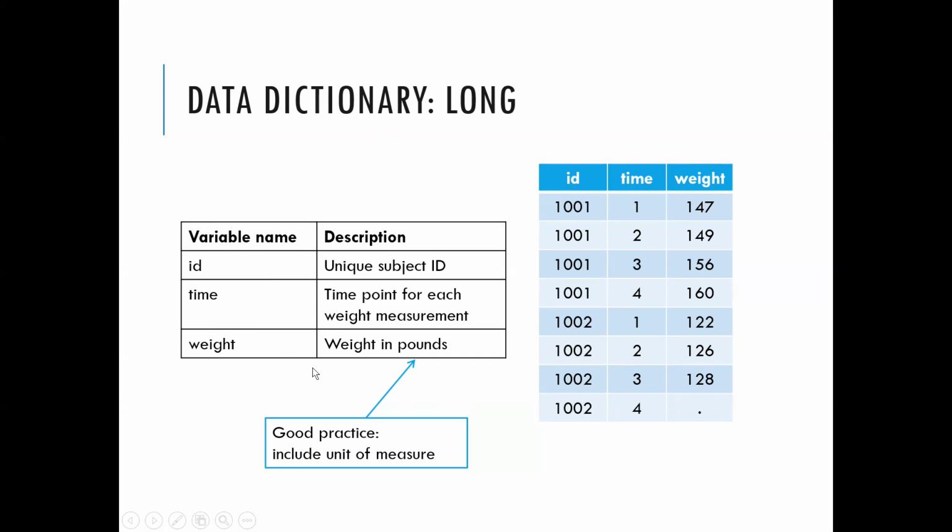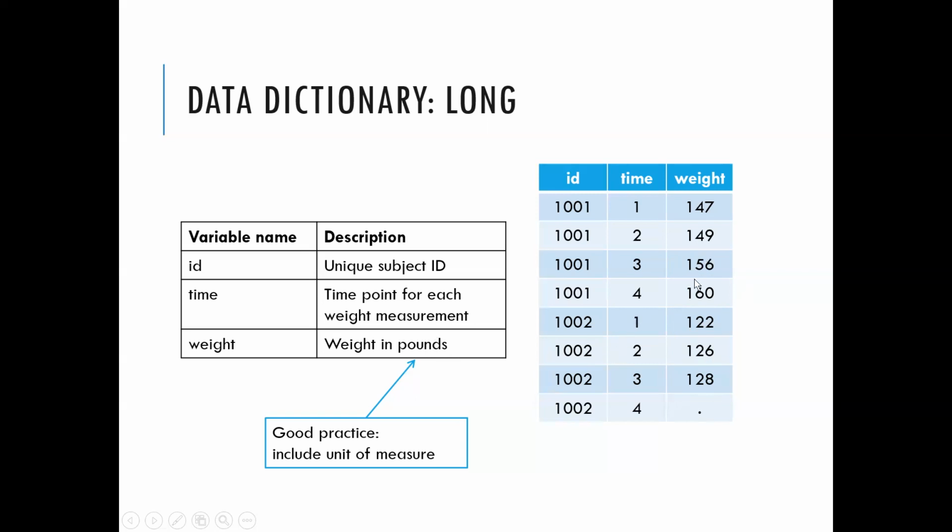And then here's just a quick note: it's good practice, when we have numeric variables or even categorical variables, to indicate the unit of measure. So if we look at these values and we know that it's weight, it's more than likely it's in pounds, but it's possible if we're studying an obese population that these could be in kilograms. So it is always good to indicate your unit of measure.